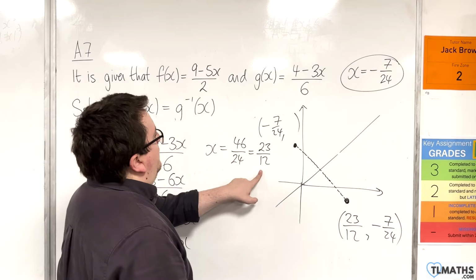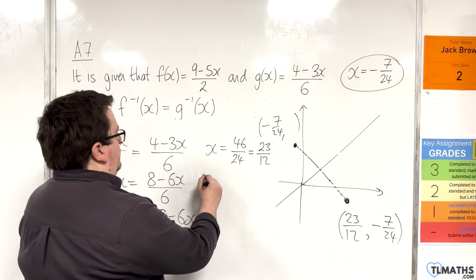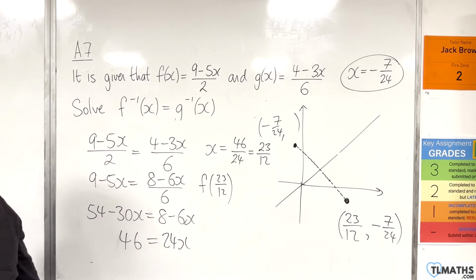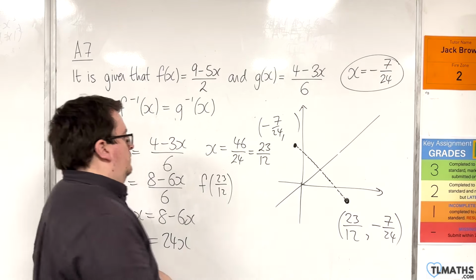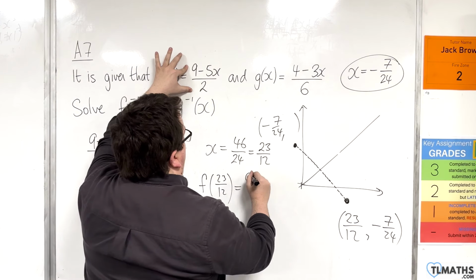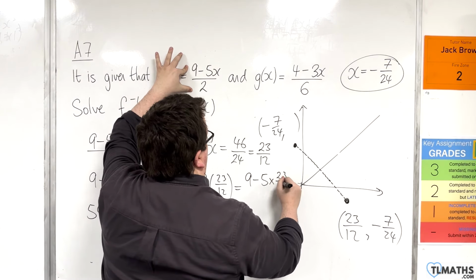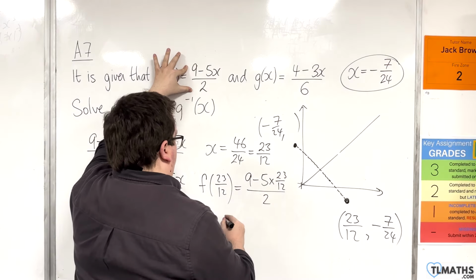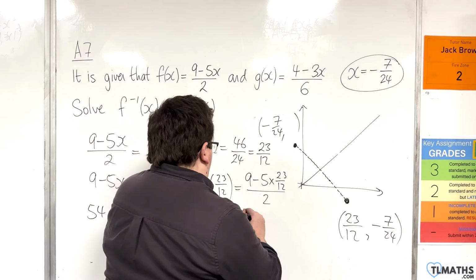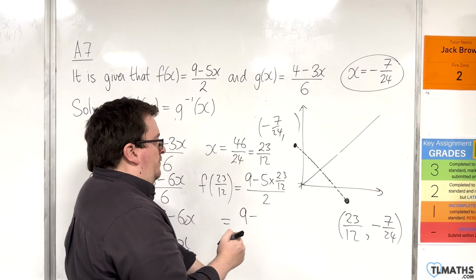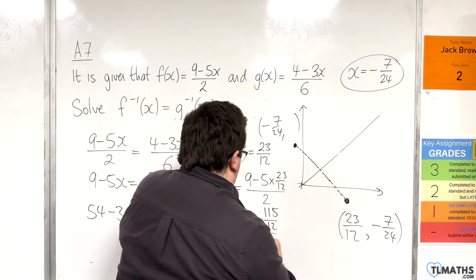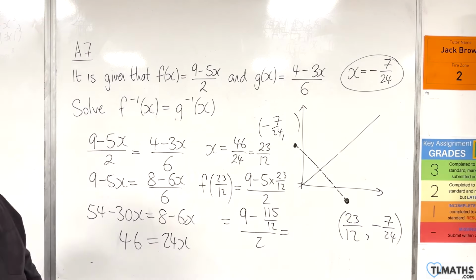Now, if I substitute 23 over 12 into either of these two, I should get minus 7 over 24. Let's see, shall we? 9 take away 5 lots of 23 twelfths, over 2. Okay, so we have 9 take away. Now, 5 times 23 over 12 is 115 over 12, over 2. Now, you could just do this in your calculator. I'm going to do it in my head.